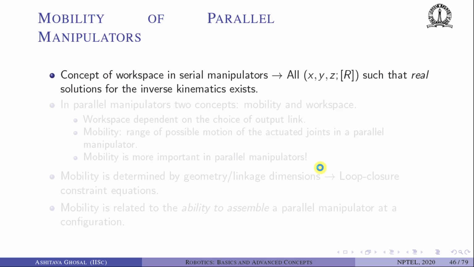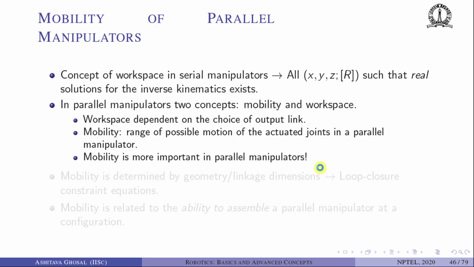To introduce this concept of mobility, we can contrast it with the concept of workspace in serial manipulators. In a serial manipulator, the workspace is defined as all x, y, z and rotation matrices of the end effector such that real solutions for the inverse kinematics exist. Basically, we give the position and orientation of the end effector and solve the inverse kinematics, which means solving for the joint variables that lead to that position and orientation. If there are real values of the joint variables and the inverse kinematic solution exists, then we say that the given point x, y, z and the rotation matrix of the end effector are inside the workspace.